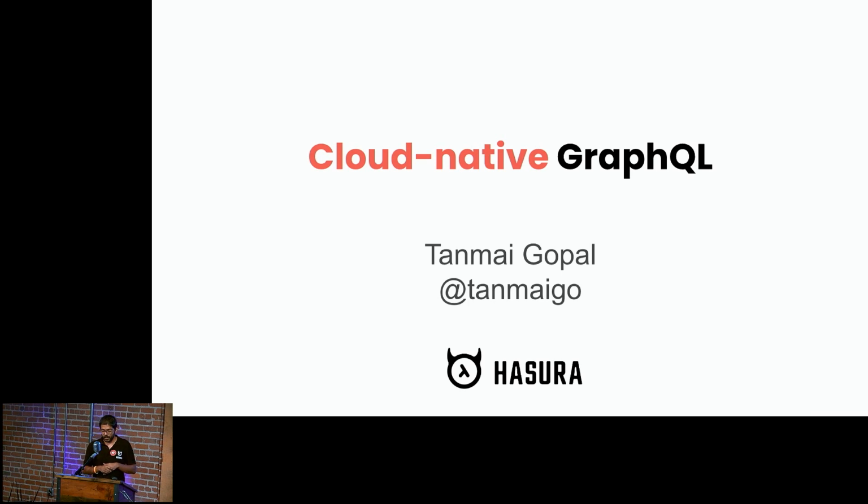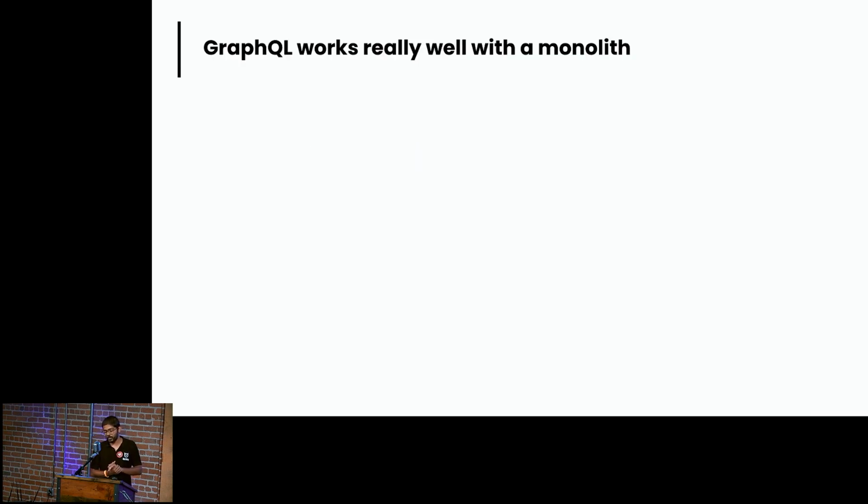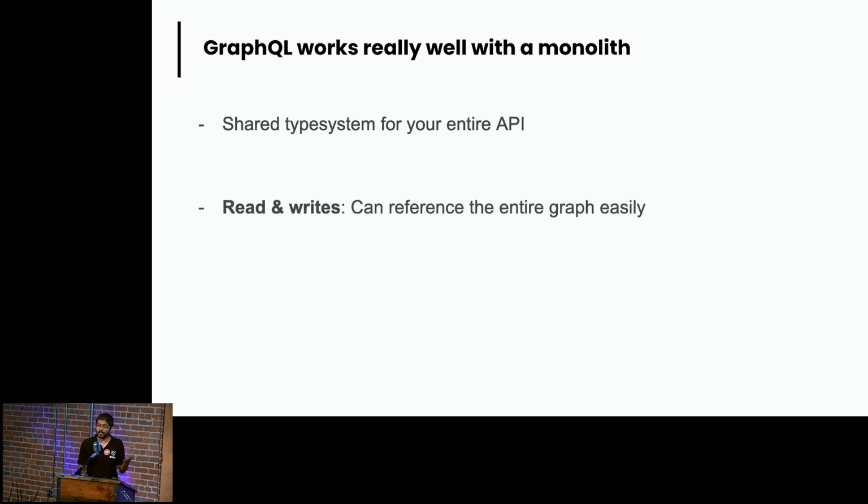All right, so to kind of get started with this, as we all know, GraphQL works really well with the monolith, right? And this is primarily because it is a shared type system for your entire API. That makes sense. You have lots of types. You collaborate on code together. If there are conflicts, you deal with that. You look at the whole type system in one place. The notion of a type system makes sense on a single code base. So reads and writes can reference the same kind of type graph.